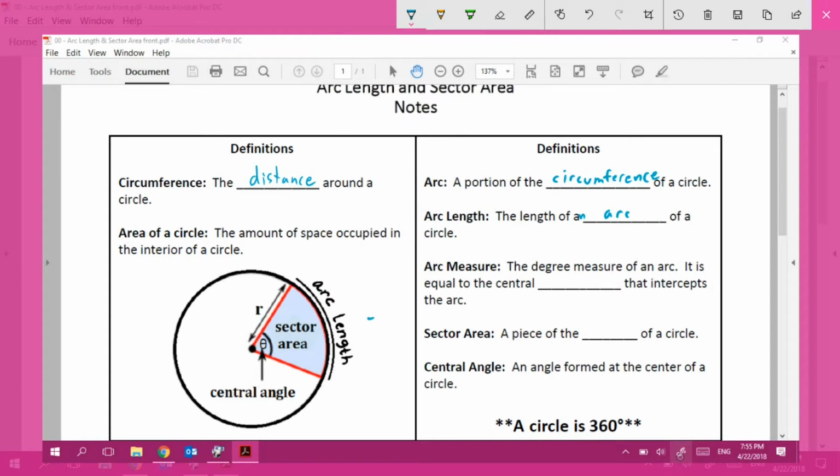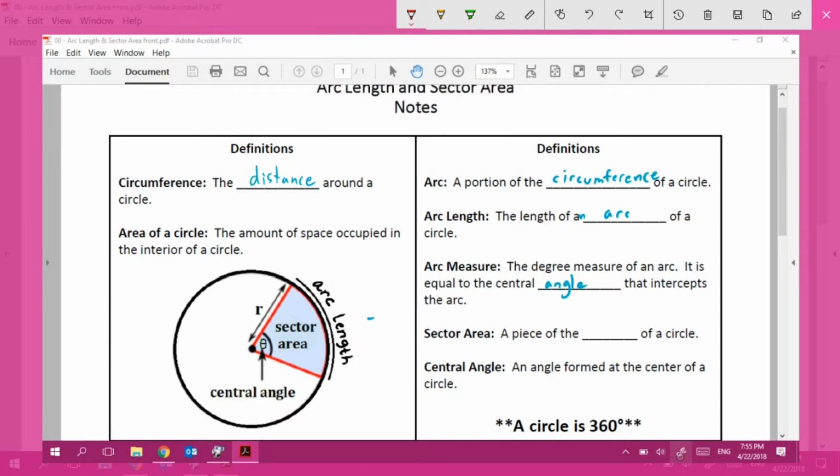Next, arc measure. The arc measure is the degree measure of an arc, and it is equal to the central angle that intercepts the arc. You can see in our picture right here, the central angle is pointing to this middle section, and that is equal to this arc measure right here.